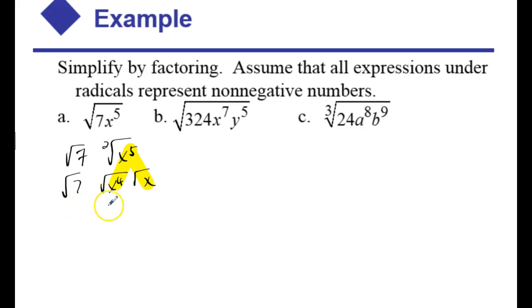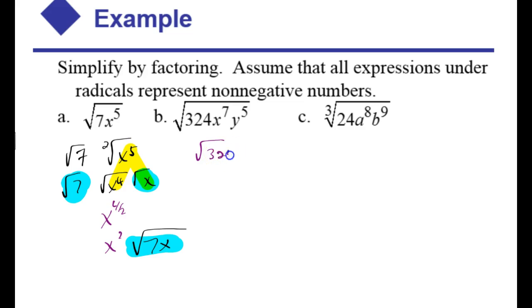So this is really x to the 4 halves, which is really x squared. And these other remaining terms in blue, I can't do anything with. So I'll just write those underneath the radical as 7x.